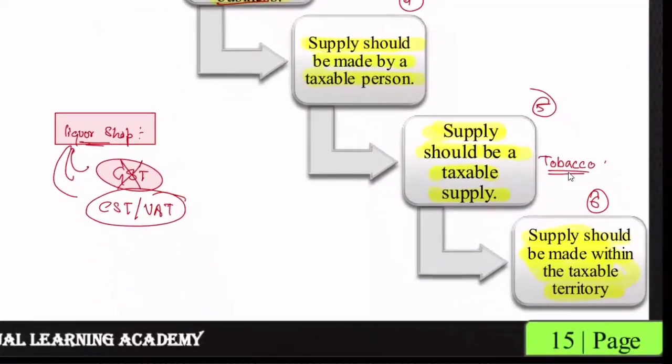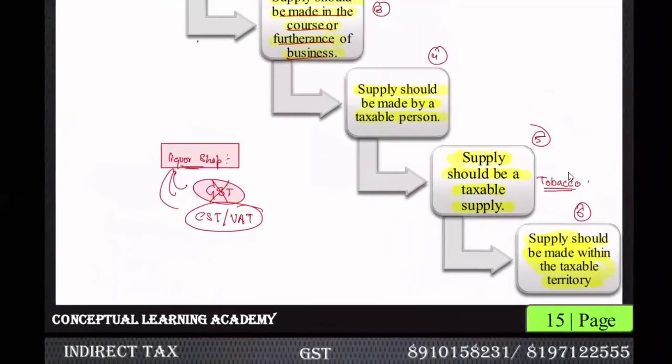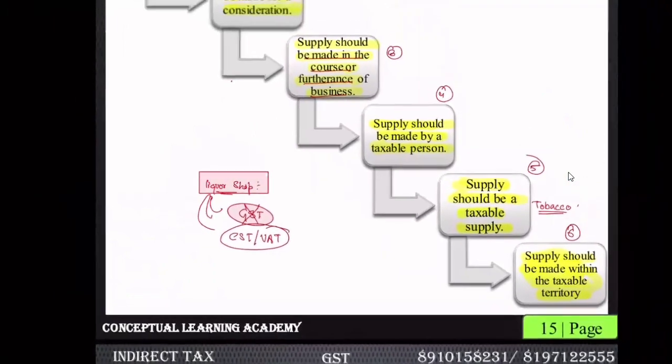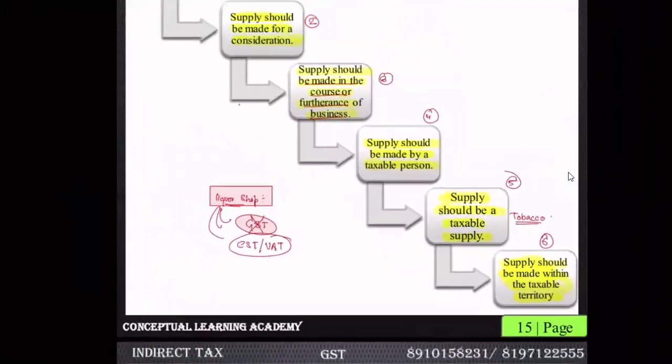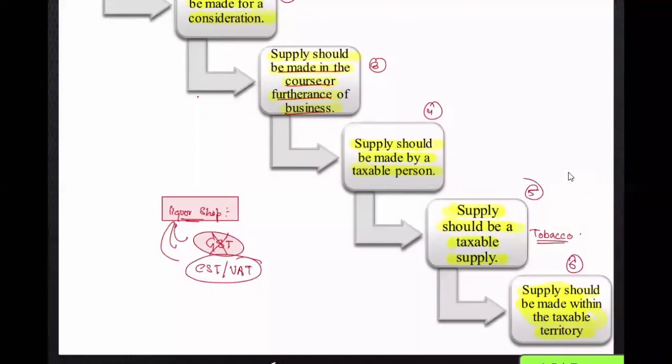Correct? And at last, but not the least, is that it should be made within the taxable territory. That means it should be made within India for the time being now. This much is clear to everybody, correct? Now you'll see now these points will only form the base of our discussion. Okay, there will be some exceptions to it, there will be something else to it, and we'll keep on discussing those things.